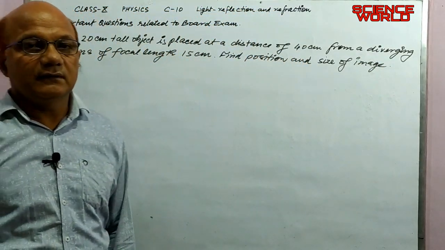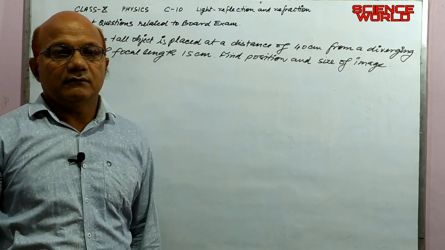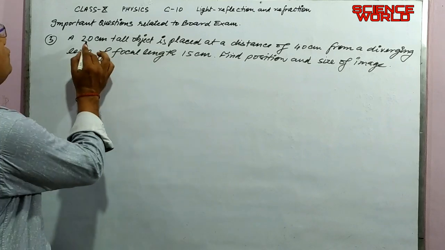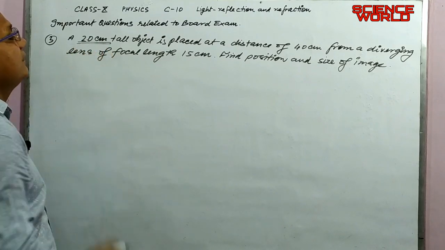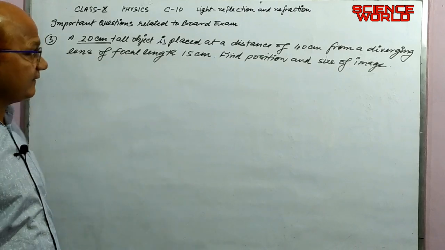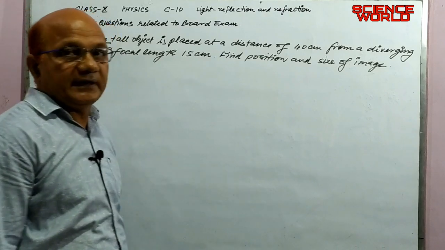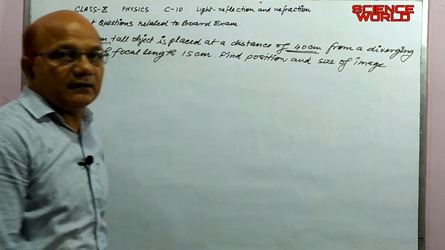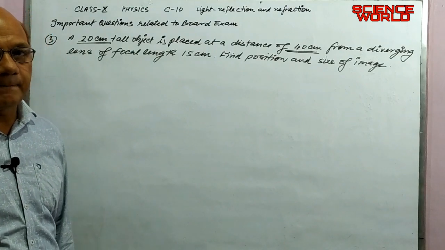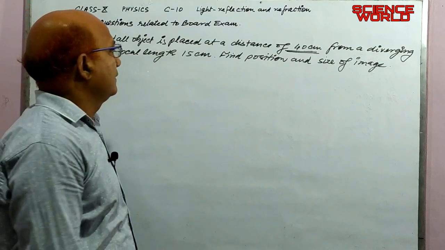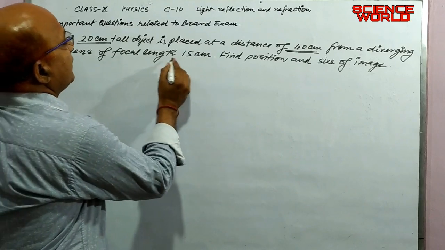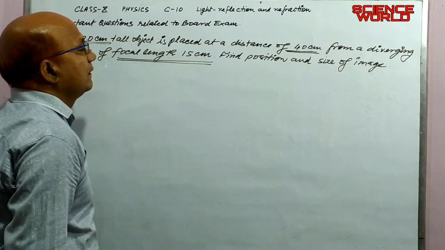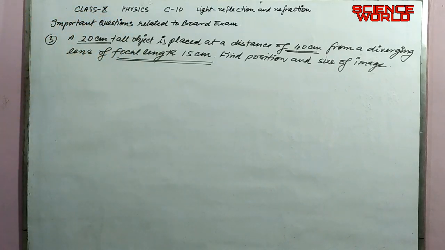This is the question. So, first of all we will find out what values are given. 2 centimeter tall object. It is given, it means height of object is given. Where is it placed? It is placed at a distance of 40 centimeter from diverging lens, and focal length of diverging lens is given. So, first of all we will note these values.